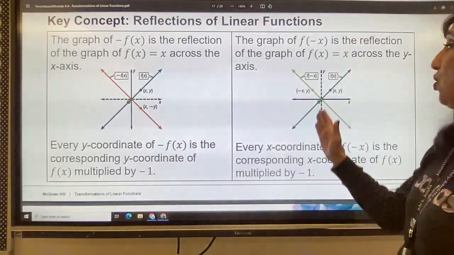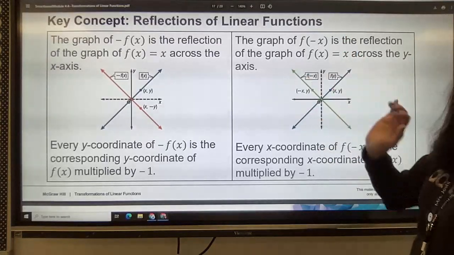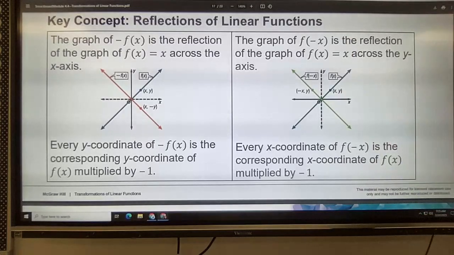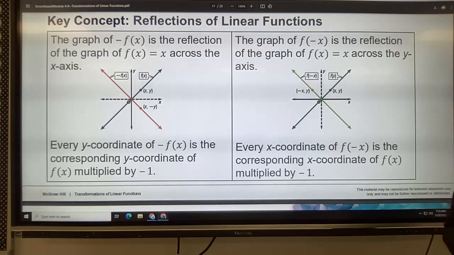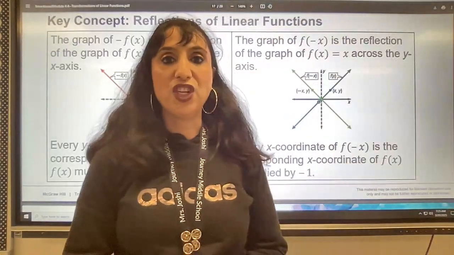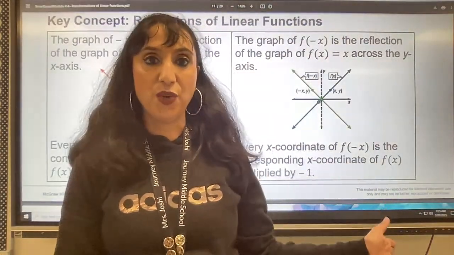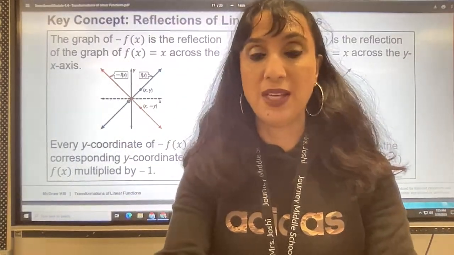But I just wanted to show you that this is the y and it is reflecting across that now. And every x coordinate of f of negative x is the corresponding x coordinate of f of x multiplied by negative 1. So just a quick refresher of what I just showed you on the board. So let's go ahead and solve some problems for this.